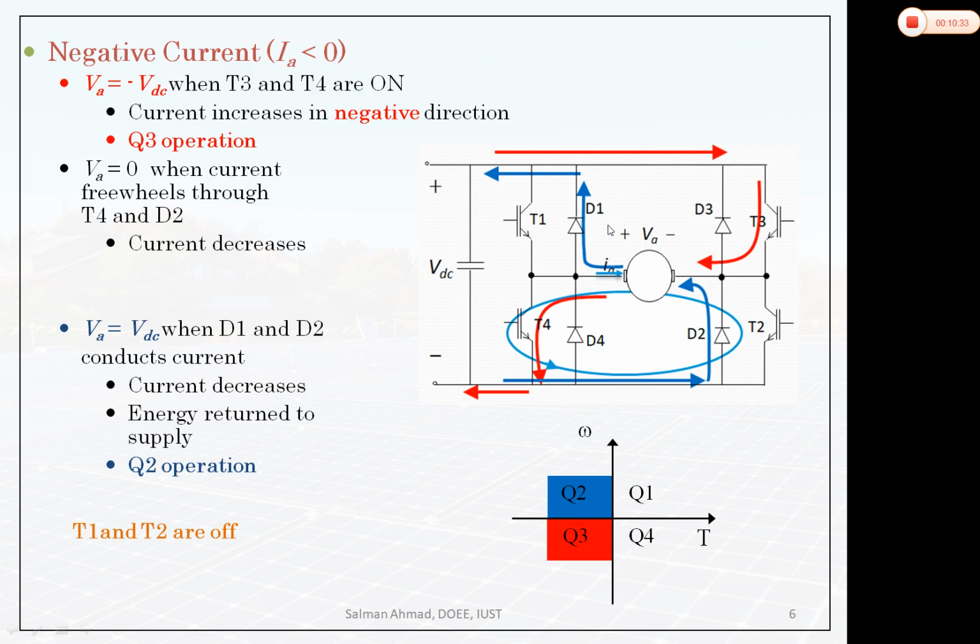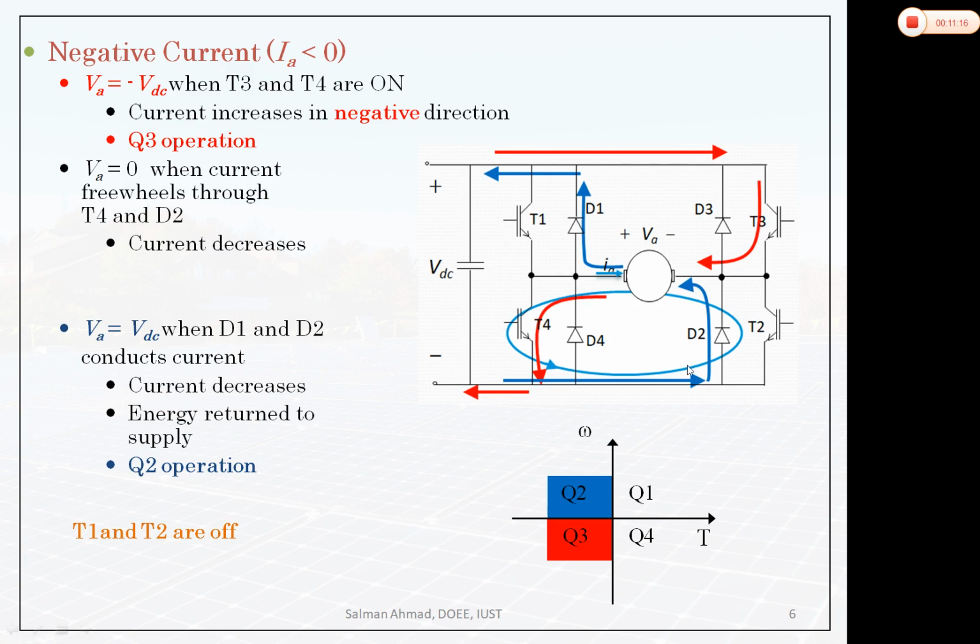Now if T4 and D2 are conducting, see here, current is again entering the negative terminal, so current is negative. If T4 and D2 conduct, this is the closed loop, so the voltage applied across the motor will be 0 and the current will decrease, because whatever energy is stored in the armature inductance will dissipate in the armature resistance of the motor. So the voltage is 0 across this.